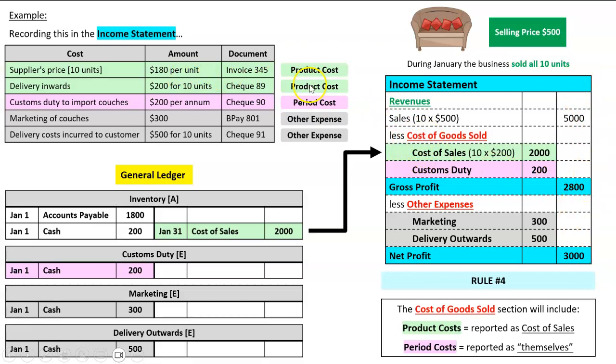The product cost, the rule says, gets reported in cost of goods sold as cost of sales there. The period cost get reported as themselves in cost of goods sold. And then we've got other expenses, just go in the other expenses section as they always did. What else do we need to know? We could just summarize this in one table.